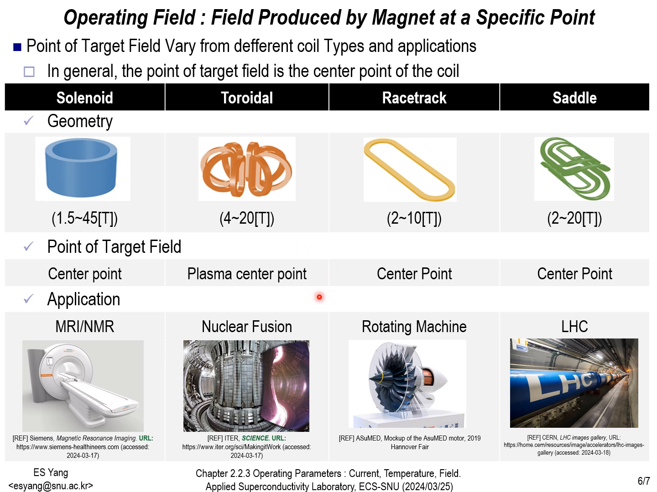center of the plasma. Additionally, the required magnetic field values differ for each application. Typically, solenoid coils are designed with a target magnetic field ranging from 1.5 to 45 Tesla, toroidal coils from 4 to 20 Tesla, racetrack coils from 2 to 10 Tesla, and saddle coils from 2 to 20 Tesla. Therefore, the design of magnets varies by application, with different target field values and positions being set accordingly.